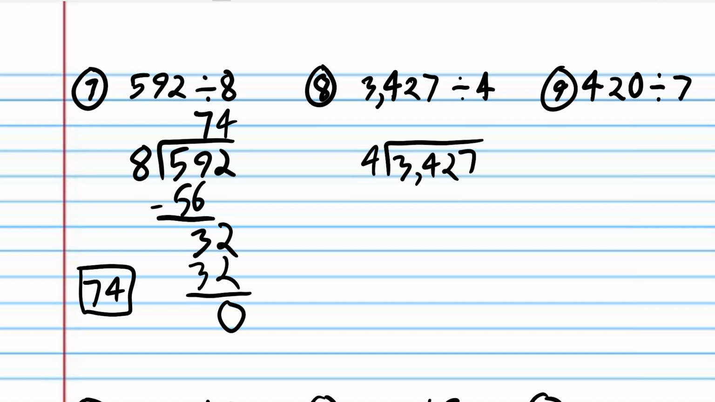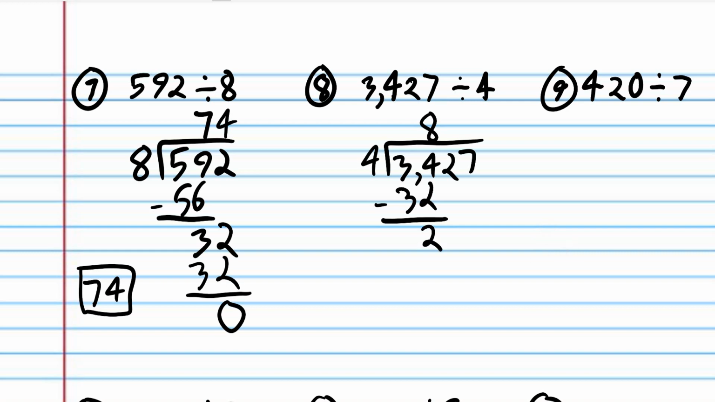All right, 4 times 5 is 20. That's not enough. 4 times 6 is 24. 4 times 7 is 28. 4 times 8 is 32. I think that's going to be the biggest we can go. 4 times 8, and you don't put your 8 here. You put your 8 in the last digit of the number we're dividing into, which is 4. So put your 8 above the 4. 4 times 8 is 32. Subtract, as usual. 34 minus 32 is 2.